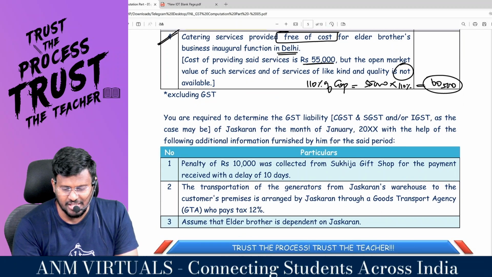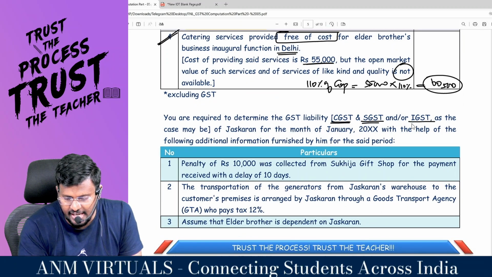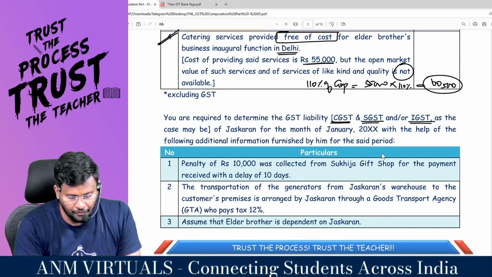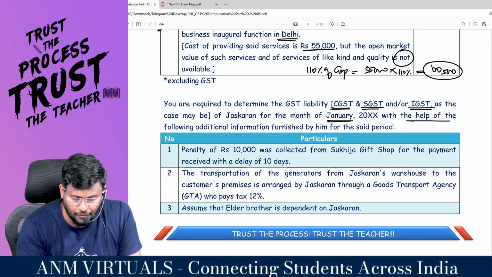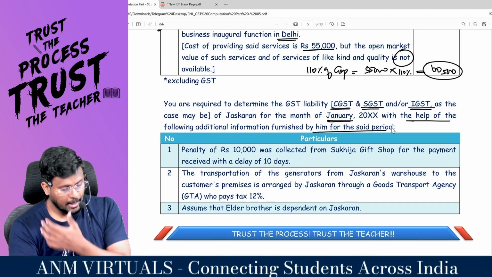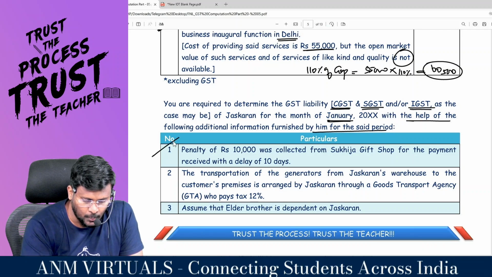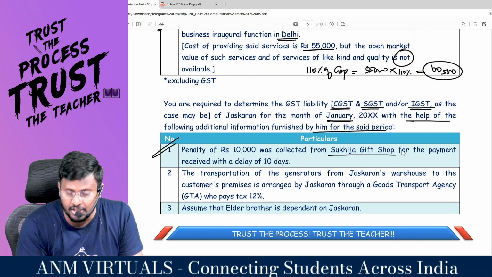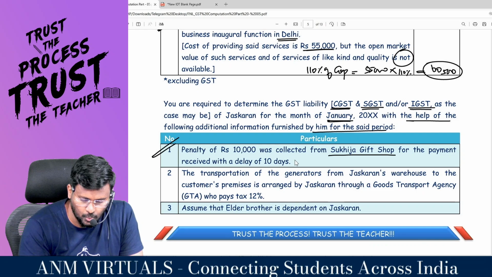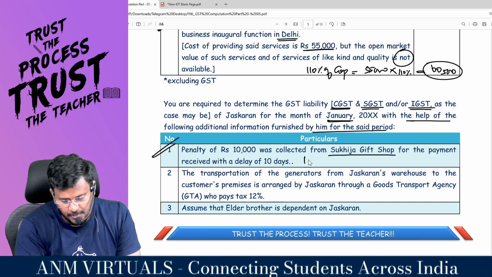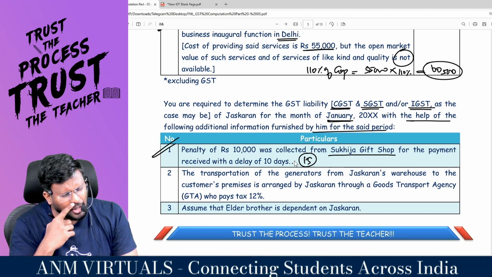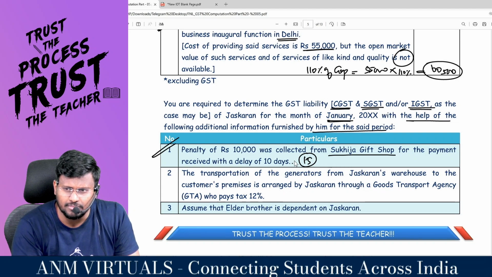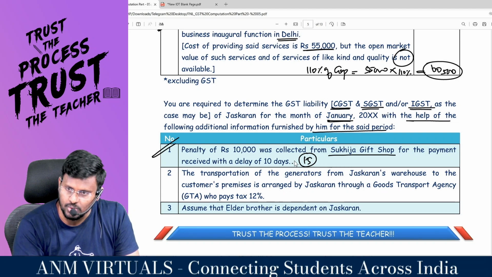You are required to determine the GST liability, CGST, SGST and IGST as the case may be, of J for the month of January with the help of the following additional information furnished by him for the said period. A penalty of 10,000 was collected from S Gift Shop for the payment received with a delay of one month. As per Section 15, if there is any delay in payment of consideration, it should be included in the value of supply.